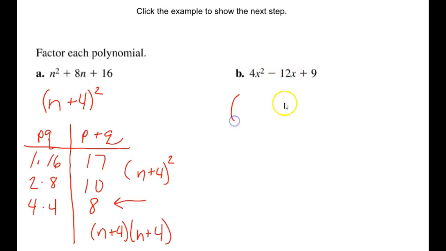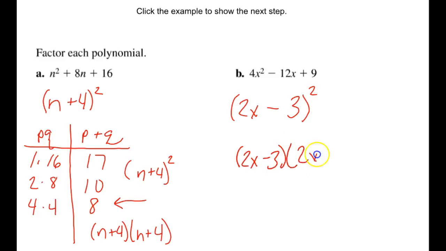So now I can follow my pattern, and I see that this is a subtraction sign, so this will also be a subtraction sign. The square root of this last term is 3, and the square root of the first term is 2x. So I could do this the long way again. I'm not going to show you that, but I could. It just takes a lot longer than recognizing the pattern. And I can always go back and double check my work. So I've got 2x minus 3 times 2x minus 3.